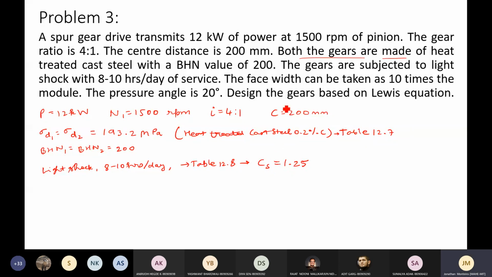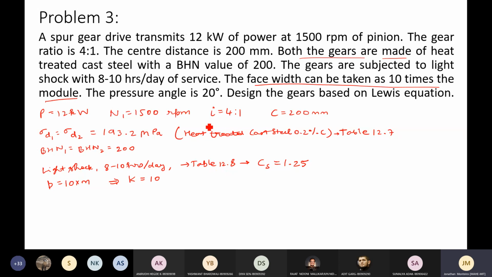Next, phase width can be taken as 10 times the module. So what does this mean? He is saying phase width B can be taken as 10 times the module. That implies that K is 10 here. Remember, we used to write K is equal to B by M. So this is one more way of putting the same thing.